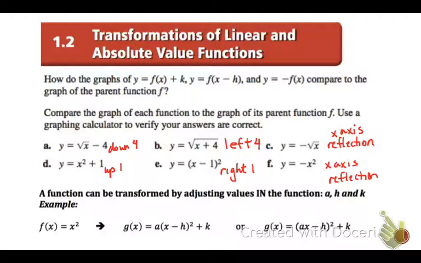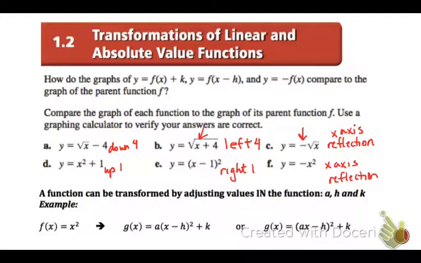Okay, so check your notes. You should have noticed that on A, when you subtract 4 at the end of the function, the graph will move down 4. On B, when 4 appears to be added inside the input to the x value, it will move left. On C, when you have a negative on the outside of the function, that is an x-axis reflection.